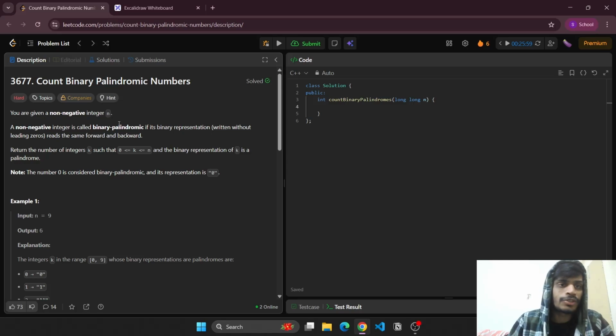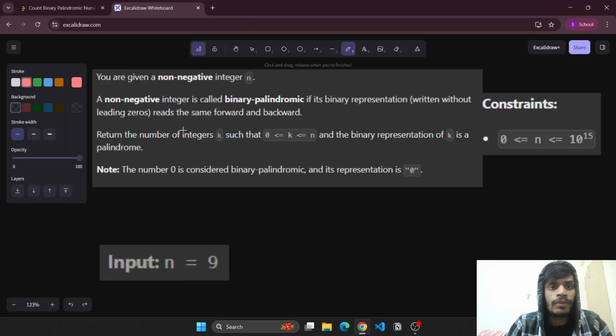Everyone. Let's solve a LeetCode hard problem: Count binary palindromic numbers. The problem states that we are given a non-negative integer n. That means n is greater than or equal to 0.